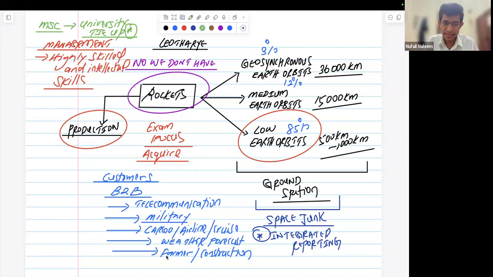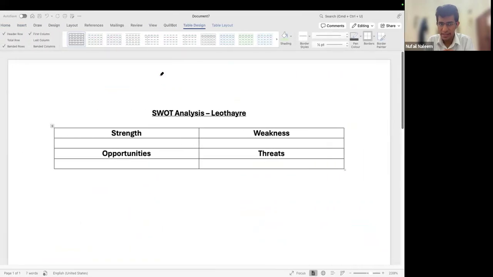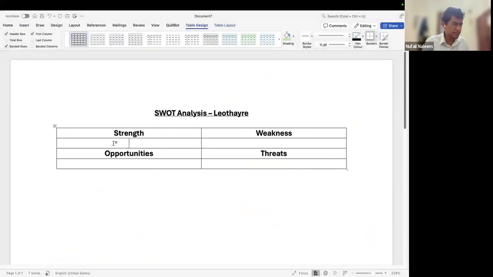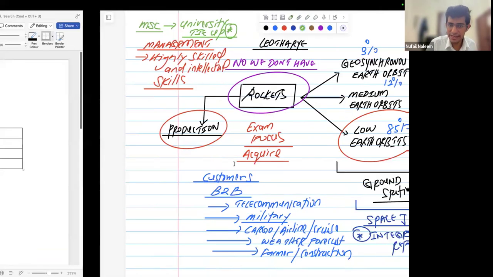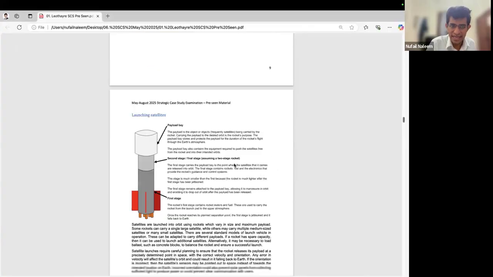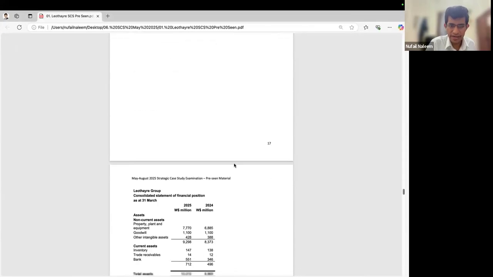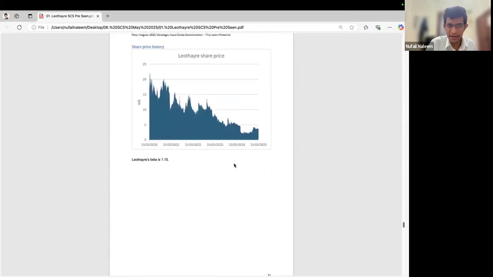Thank you very much, students. I believe this is giving you a better clarity. Now let's come to the SWOT analysis. Now, in the SWOT analysis, students, the biggest threat we are facing is very, very straightforward. The share price is going down drastically. Students, look at this.